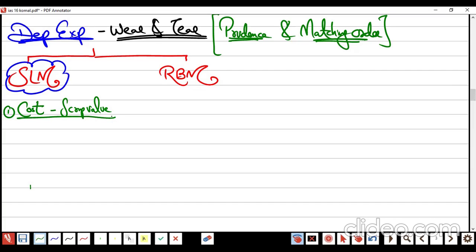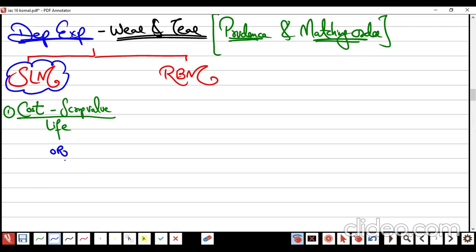Scrap value, in our language, kabadi value. You know kabadi? The scrap dealer. If an asset is no more in use, we used to call someone, hey mate, come and take this asset, we don't need it. So this mate will come and he will take it, right or wrong? He'll take it.